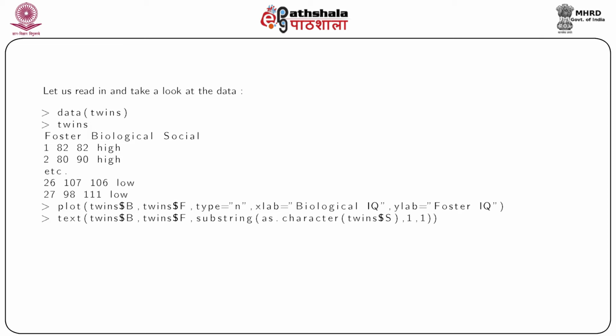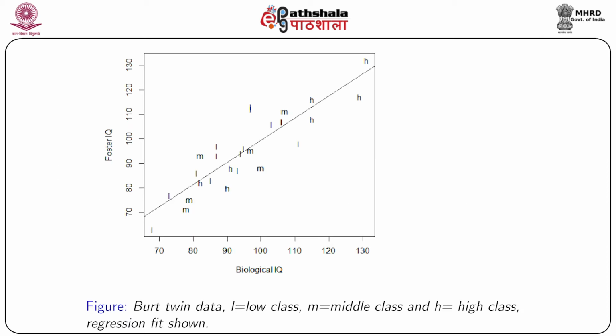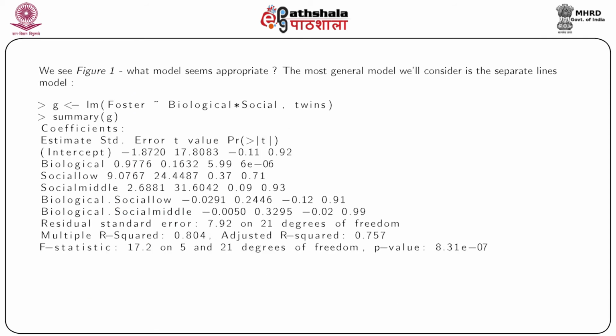Now first let us plot the variables and see what the scatter plot looks like. So we see in the figure that we have twin data. L represents low class, M represents middle class, and H represents high class, and that is what the scatter shows. And the regression line, which is best fitted between the biological IQ and the foster IQ, is also shown in the figure. So what model seems appropriate can be at least guessed from the plots that we have seen. So the most general model we'll consider is separate lines for the models.